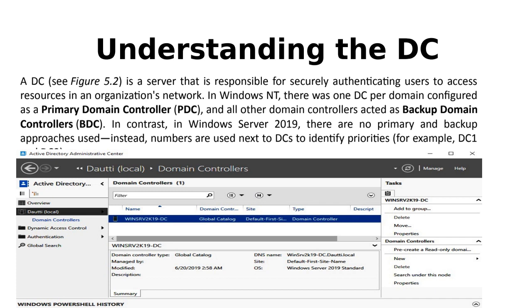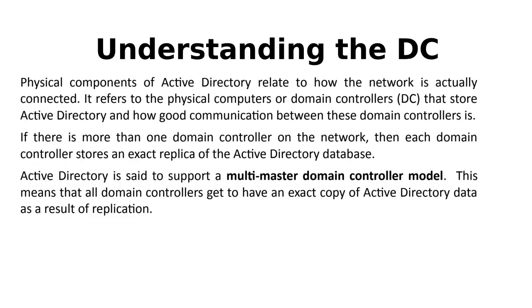Previously in Windows NT, we had something called primary domain controller and backup domain controller. In 2019, we have numbers, DC1, DC2. In the Active Directory, you have the multi-master domain controller. Why is it master? Because it's managing all the domains.